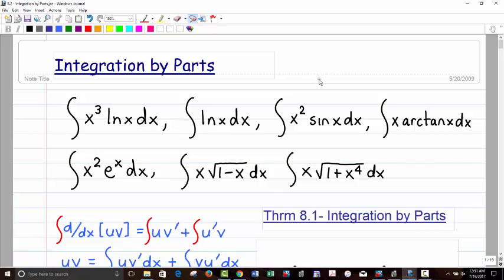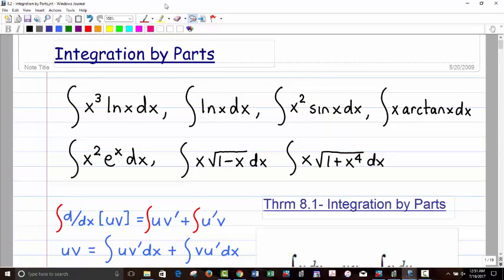Now, integration by parts is a way to integrate functions that are multiplied together. Essentially, you're sort of undoing the product rule under certain conditions. Here are some random examples, like x cubed times ln of x dx. Actually, ln of x dx is integration by parts. You might be thinking 1 over x, but you'd be thinking backwards. In other words, the antiderivative of 1 over x equals ln of x. But the antiderivative of ln of x needs to be derived by integration by parts.